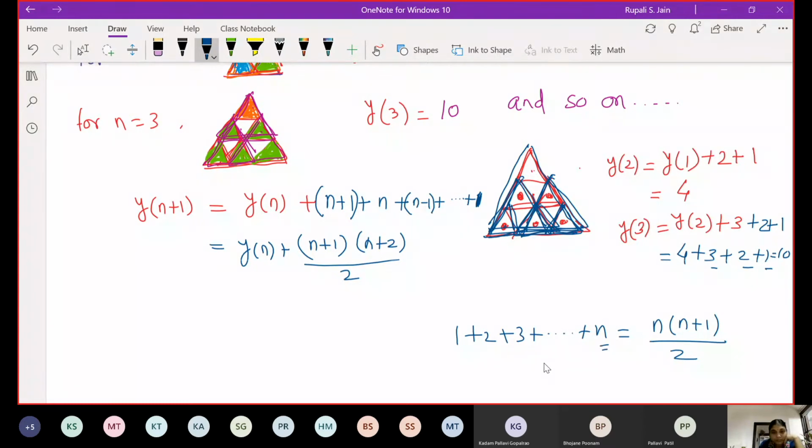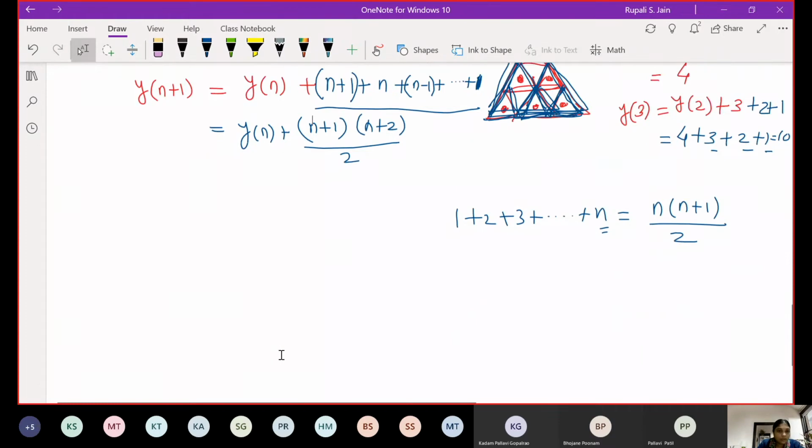Here up to n plus 1 we are adding, right? 1 plus 2 plus 3 and so on up to n plus 1. So we will replace n by n plus 1 here: n plus 1 into n plus 2 divided by 2. Is it right? Is everybody getting this? Yes, ma'am.